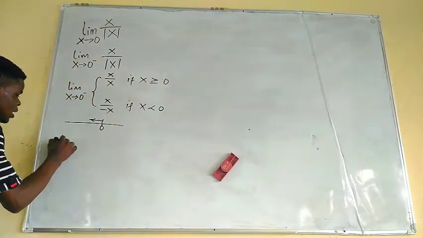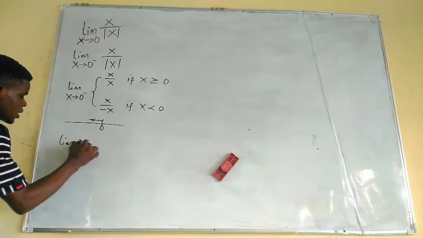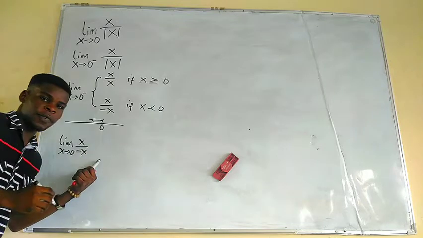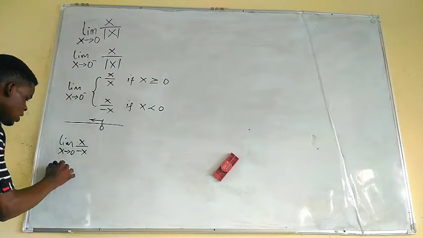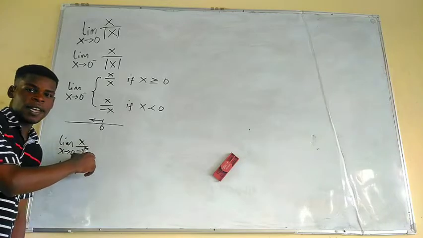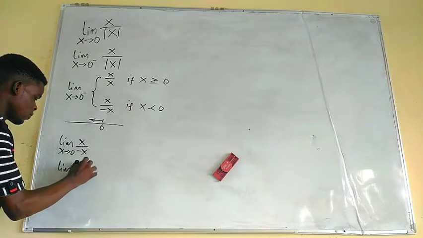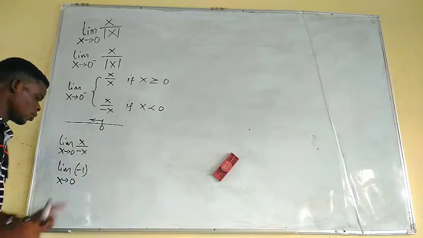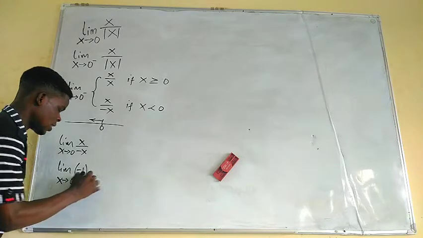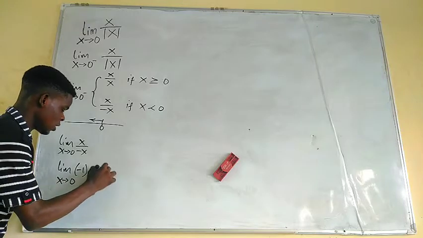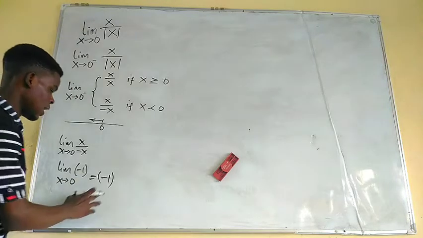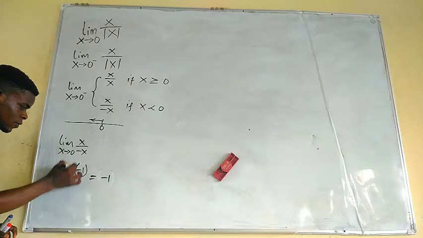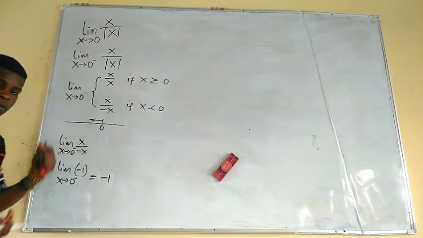So you just go ahead and say the limit of x divided by negative x as x tends to 0. First of all, we simplify the function, and x divided by negative x is just negative 1. The limit of negative 1, which is a constant value, as x tends to 0 is just the constant, negative 1. So this is the limit as x tends to 0 from the left.